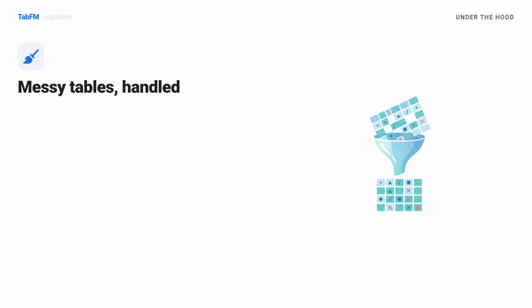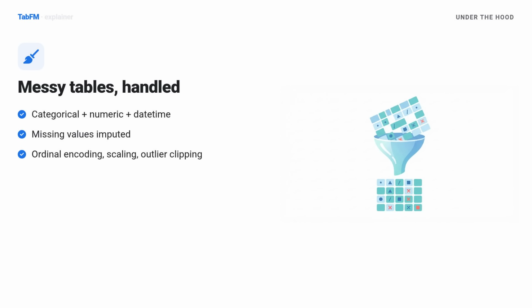Real tables are messy, and TabFM's preprocessing embraces that. It auto-detects categorical, numeric, and datetime columns, encodes and scales them, imputes missing values, and clips outliers, all before the data ever reaches the network.